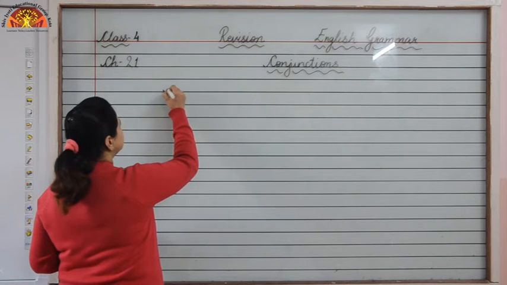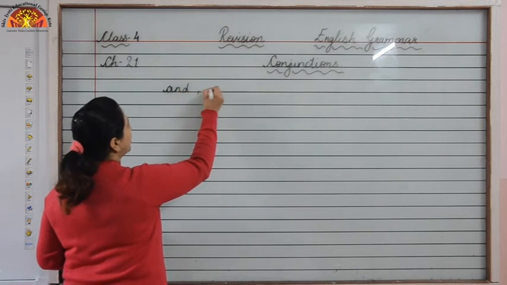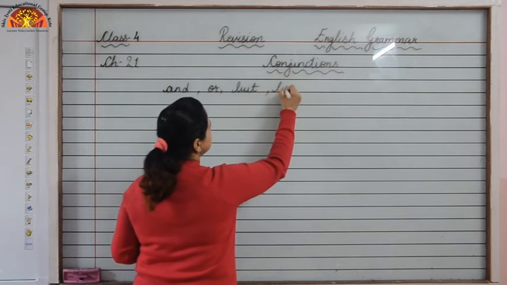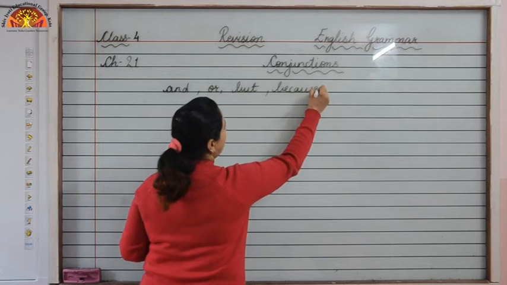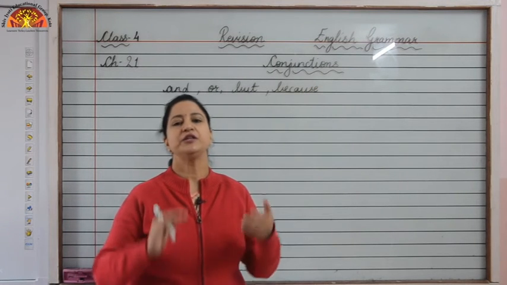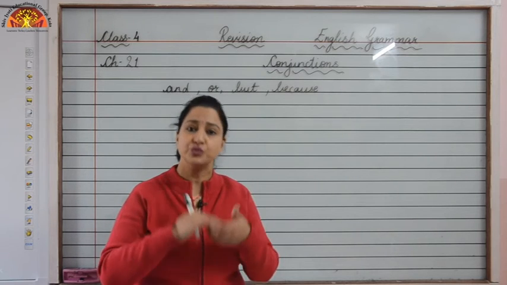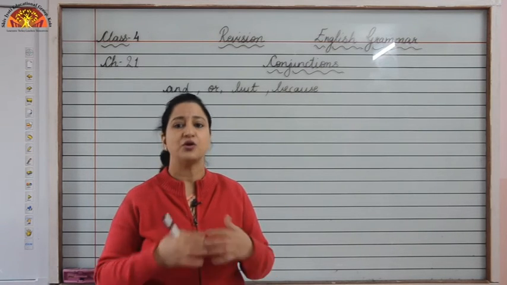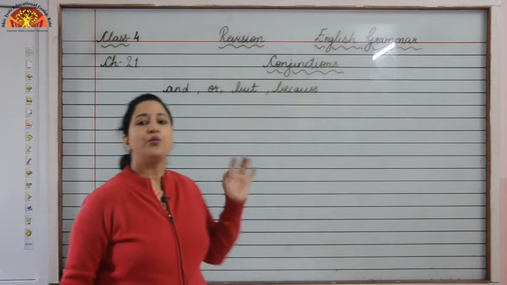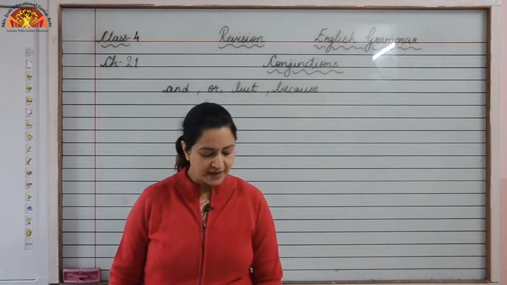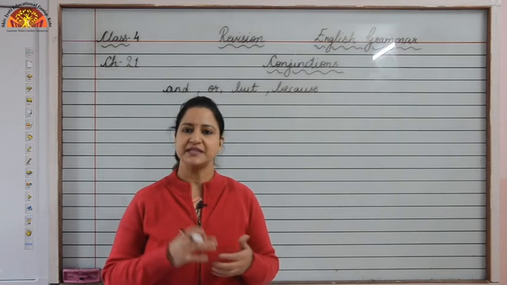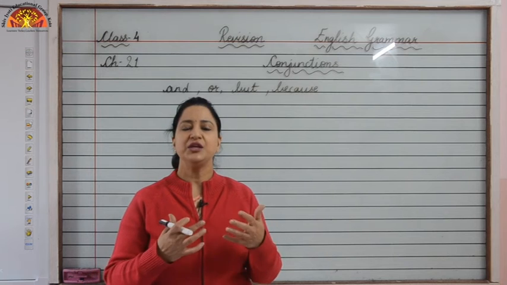For example, and, or, but, because. Okay, so these all are conjunctions. So conjunctions are the joining words. They join two nouns or more than two nouns, noun phrases or sentences together. So let's talk about and, where to use and. When we want to simply add two words, two phrases or sentences with each other, we use and.